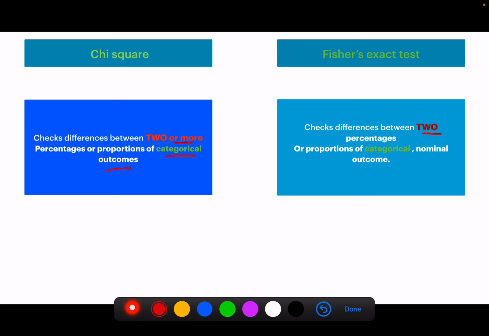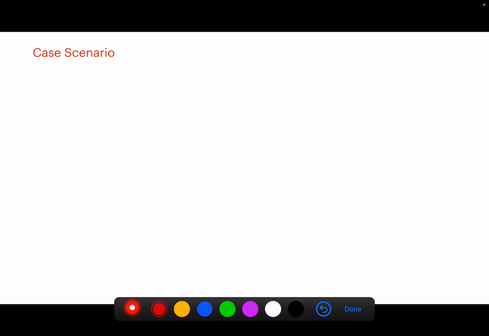What is the difference? We use chi-square in large sample size, and we use the Fisher exact test in small sample size because it's more accurate in small sample size. We mostly use the chi-square test in categorical data.